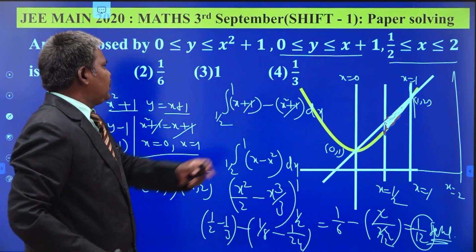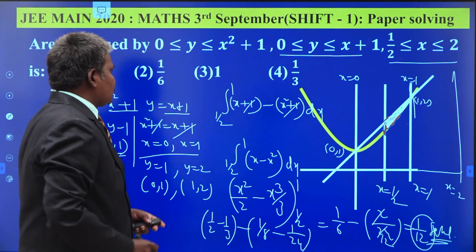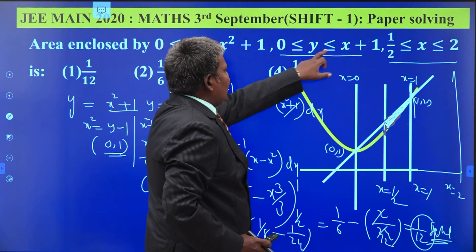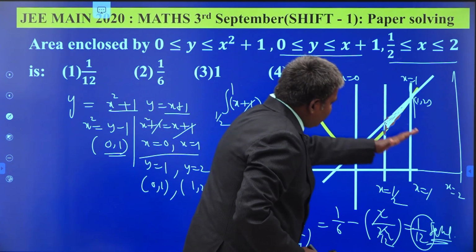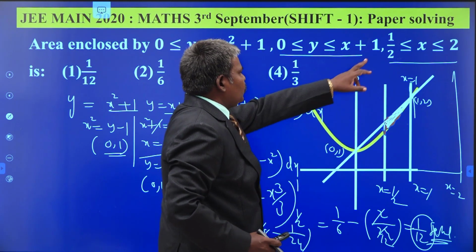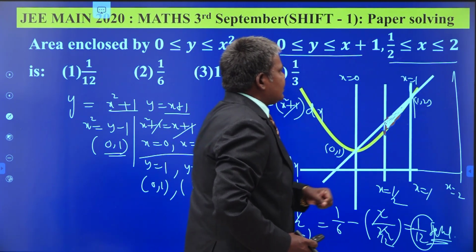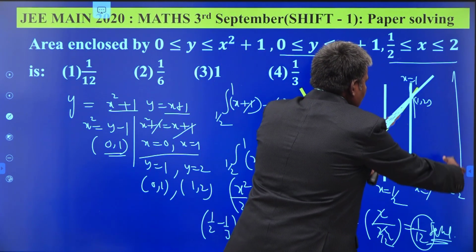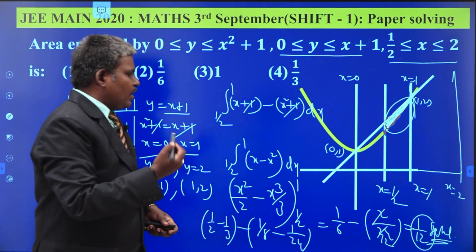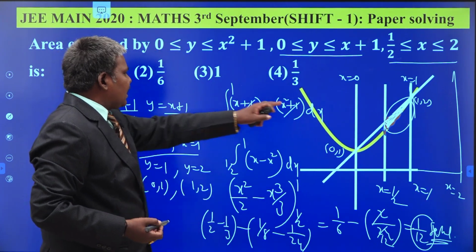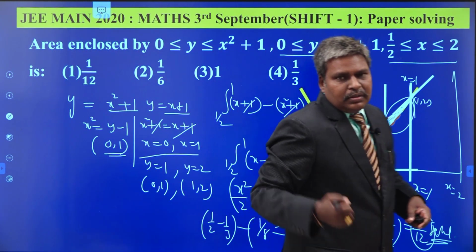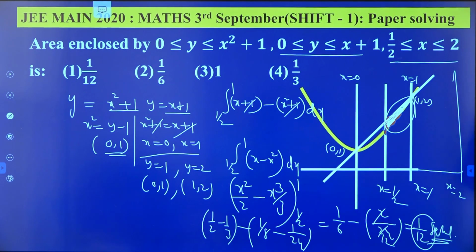So you have to read the question thoroughly. y ≤ x² + 1 means the entire portion like this. y ≤ x + 1 is below the line. So their common interval should be like this. But what they have given to you, 1/2 ≤ x ≤ 2, so the area must lie between these two lines. So the required portion is up to here only. So the integral from 1/2 to 1 of upper curve minus lower curve, that is x + 1 minus x² + 1. In this manner we can crack this problem.